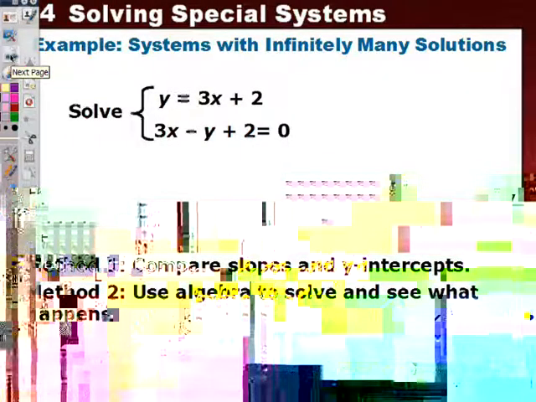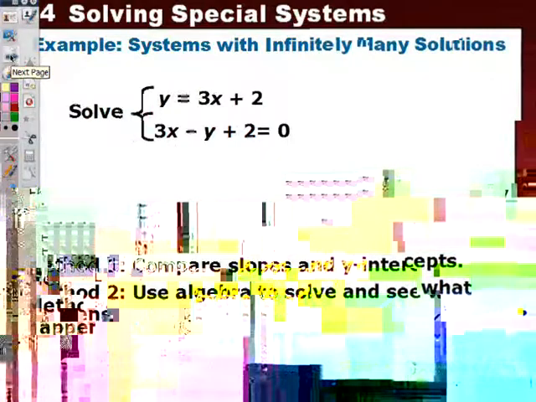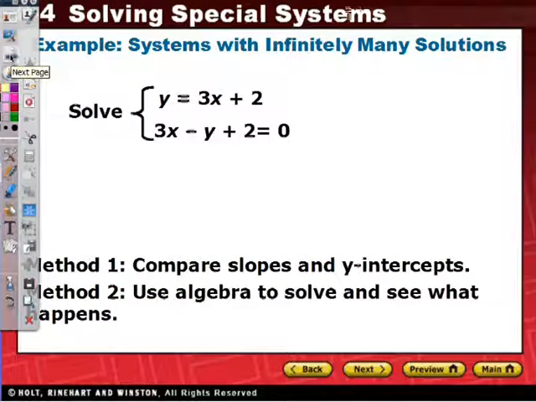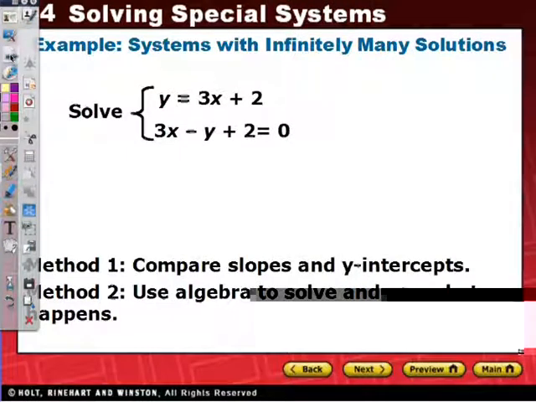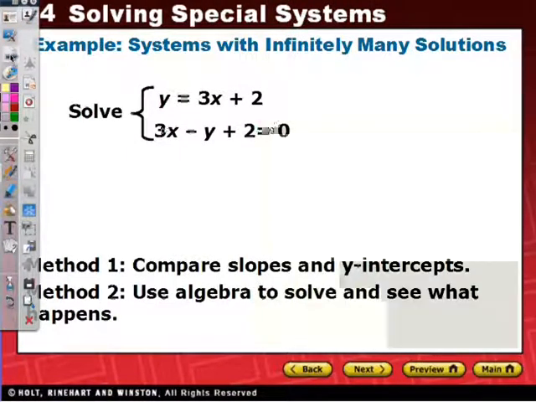So you can once again either compare the slopes and the y-intercepts by solving both equations for y. If they're the same exact equation, then they're the same exact equation. That makes it a consistent, dependent system. Otherwise, you can use algebra.